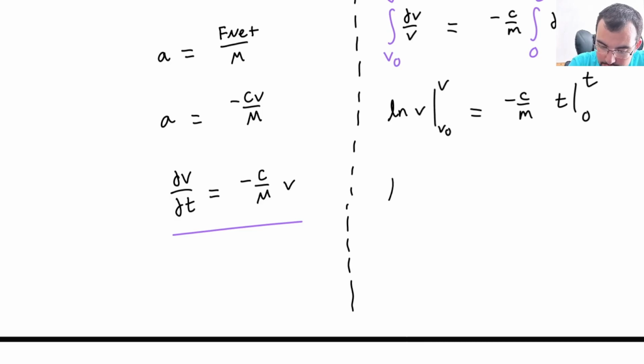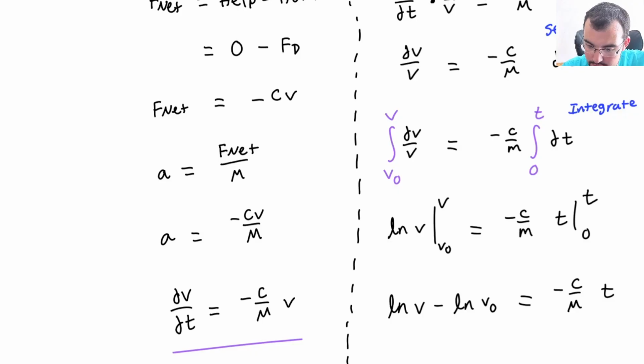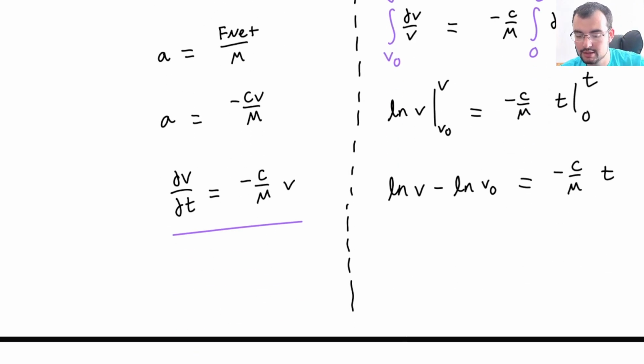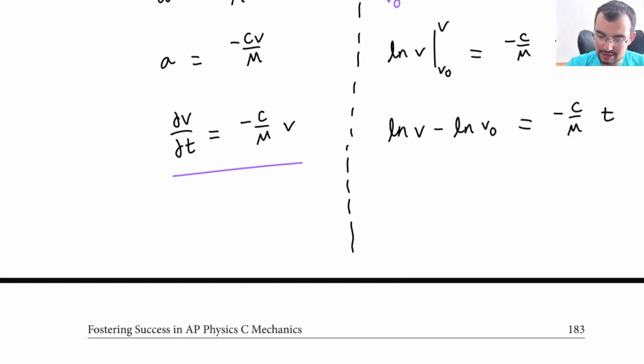So then we can evaluate. So ln of v minus ln of v0 is equal to negative c over m times t. Now, a log property says that we can crunch these logs via division. So natural log of v over v0 is equal to negative c over m t.